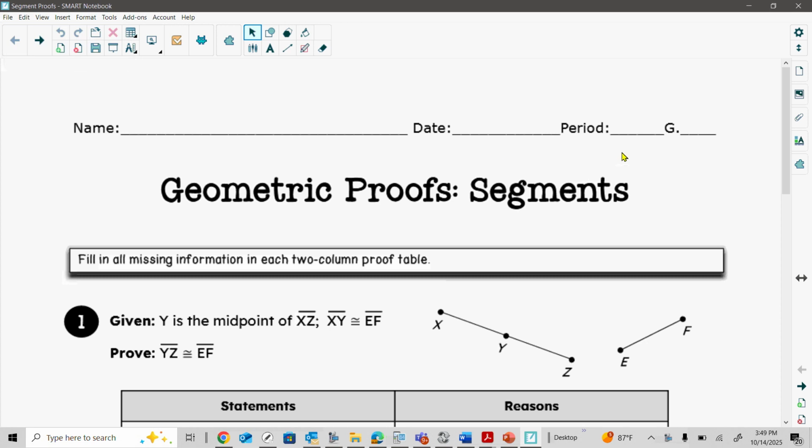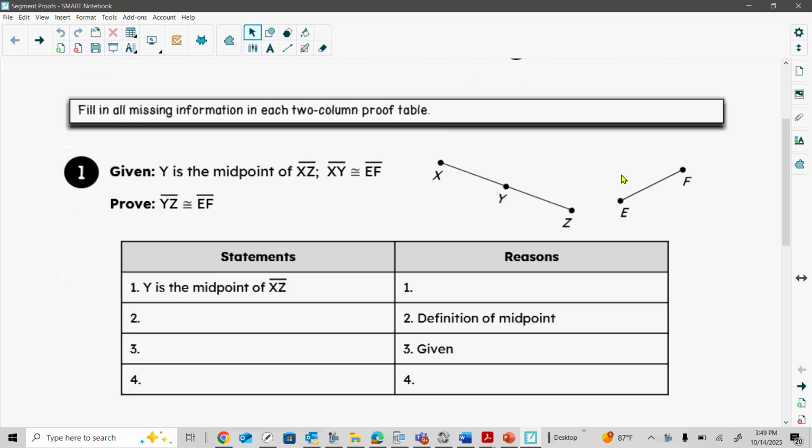Alright guys, this is your homework tonight. Trying to complete the proofs is what we were practicing. Remember, your first line is always the given statement.